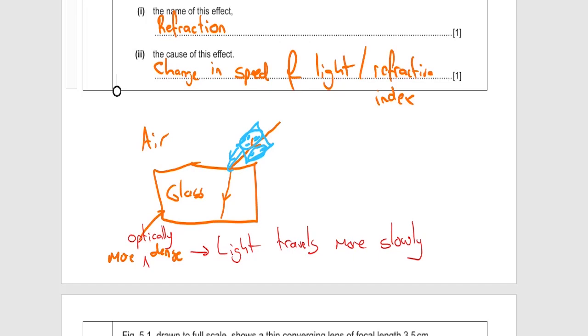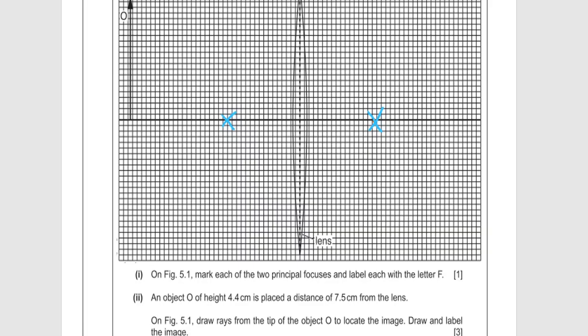So they are where, if I was to shine parallel beams of light, something like this, into my lens, they would all cross and go through that focal point. And some of you got a little bit confused between parallel beams of light and beams of light coming in at other angles. We'll talk about that in a minute.